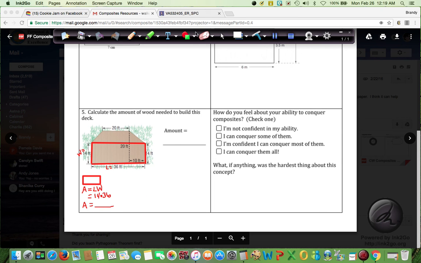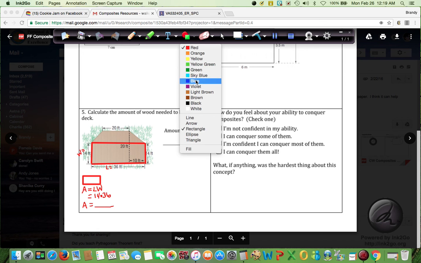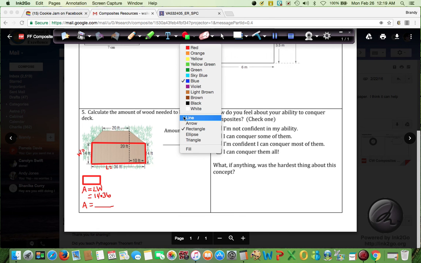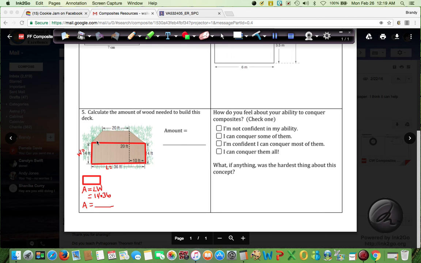Okay, now we have our top piece, which is a trapezoid. Look, I almost made another rectangle. I learned from my mistakes. Okay, so do you guys see this trapezoid right here? And then we have the base right here.